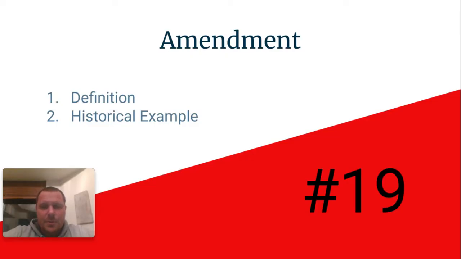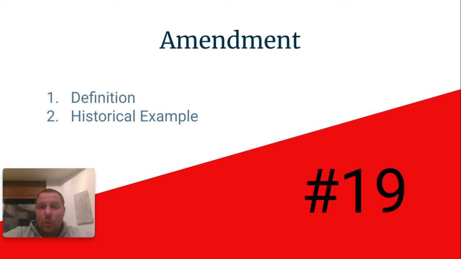EOC review term number 19 is amendment. So the Constitution can either be formally amended or informally amended. A formal amendment to the Constitution means the wording of the Constitution is literally changed. This is very rare. It's happened only 27 times in all of American history.